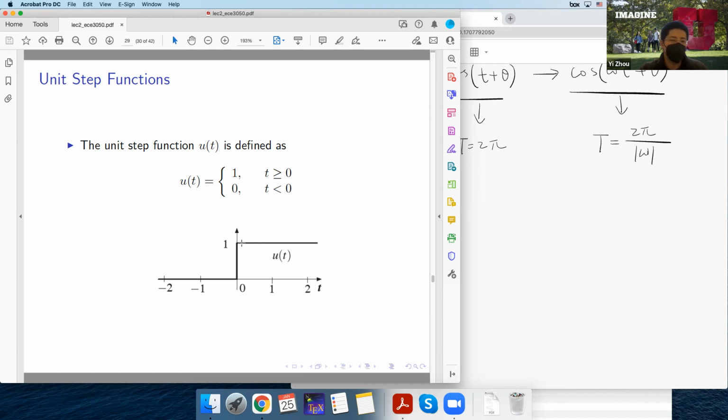So we have one step. We take one step starting from 0. So we end up with this unit step function. And by definition, it is a causal signal because the signal only exists when t is greater than or equal to 0. Now that's the definition of a causal signal.